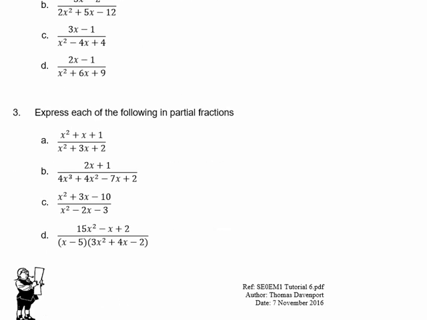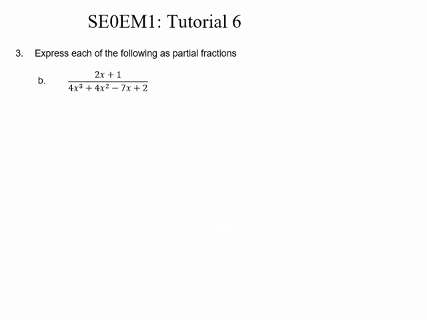Tutorial 6, Question 3b. Express the following as partial fractions. You can see we've got a cubic on the denominator. To factorise it, we're going to look for a value of x that makes the denominator equal to 0.